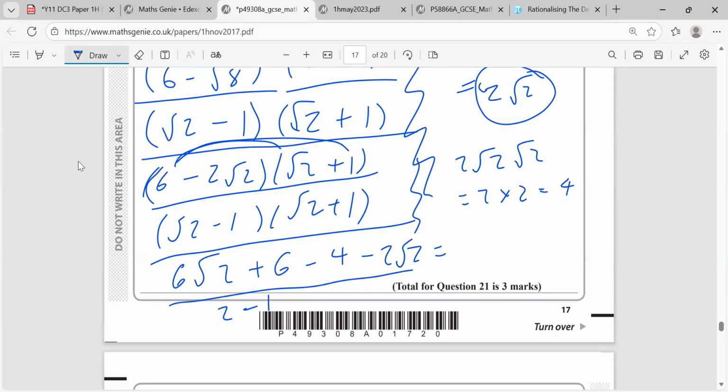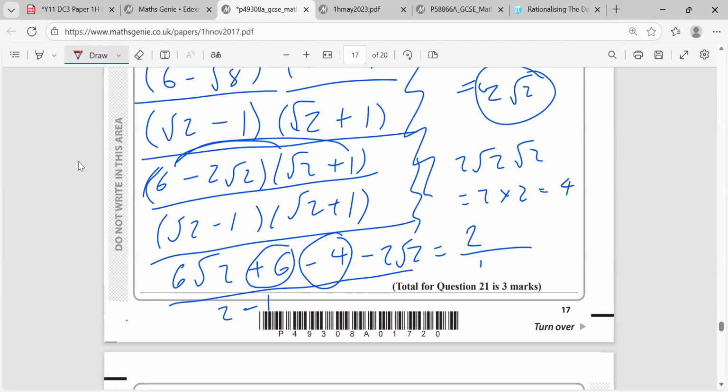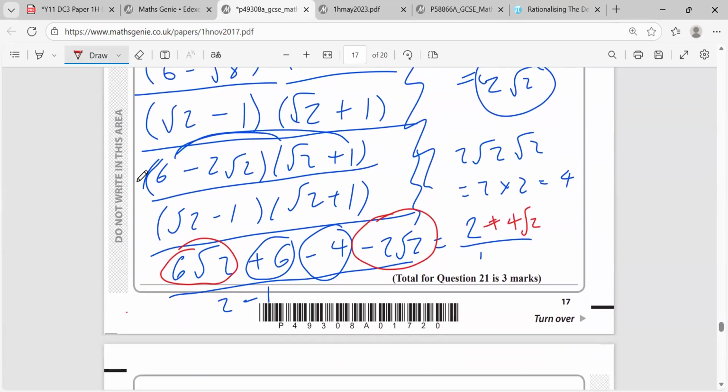Now when we simplify everything over 1, we don't really need to worry about that. We've got 6 take away 4 is 2. Now I'll use a different color because it's getting a bit confusing. If I think of this as x, it's 6x take away 2x, so 6 take away 2 is 4, so it's plus 4 root 2. And if I look at my answer at the beginning, it says a plus b root 2. So it is in that form.